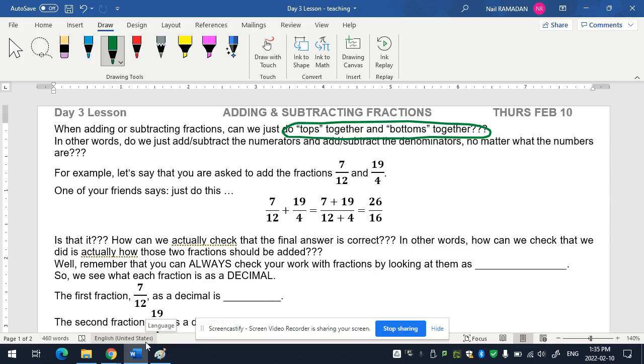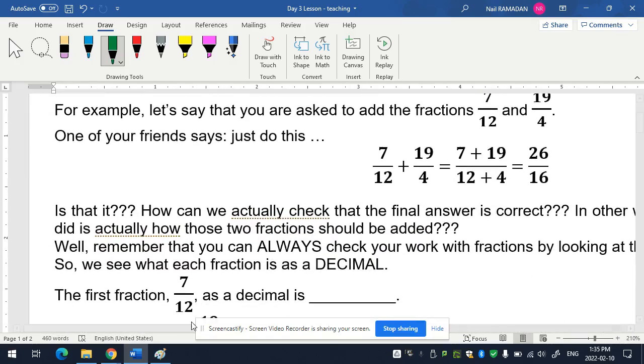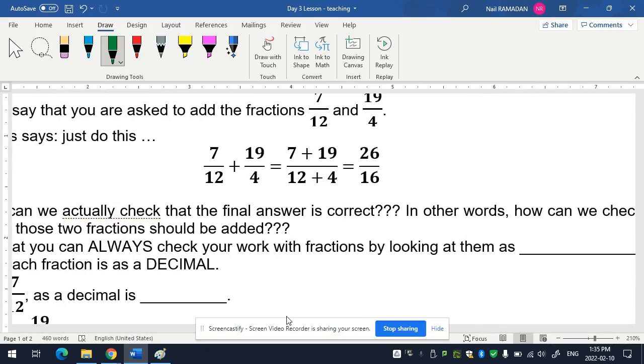Okay. So they're saying, oh, just add it up. You're like, okay. So they say 7 plus 19. Let me zoom in. 7 plus 19 is 26. And then 12 plus 4 is 16. So they are claiming that 7 over 12, whatever that means, plus 19 over 4, whatever that means as well, is somehow going to add up to 26 over 16.